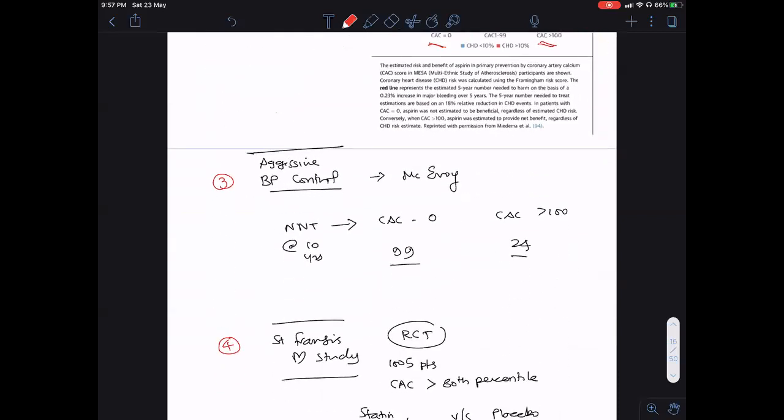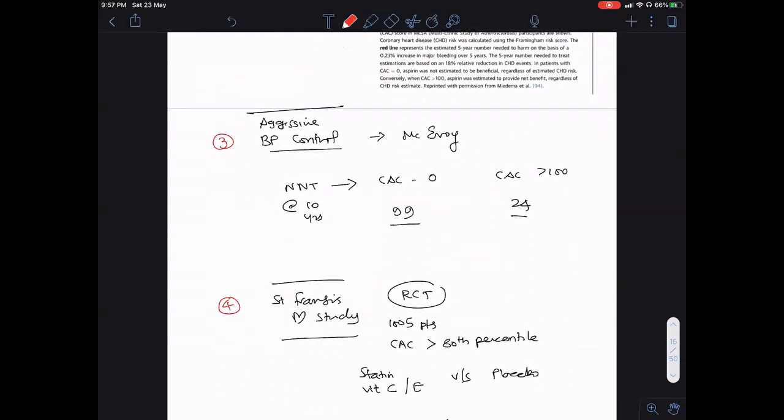People have looked at aggressive BP control in patients. So with coronary artery calcium 0, when you incorporate very aggressive BP control, the number needed to treat was 99 to avoid CV risk at 10 years. But in patients who had a significantly higher calcium score, the number needed to treat was far less. This was just when they looked at BP control, but still interesting to see.